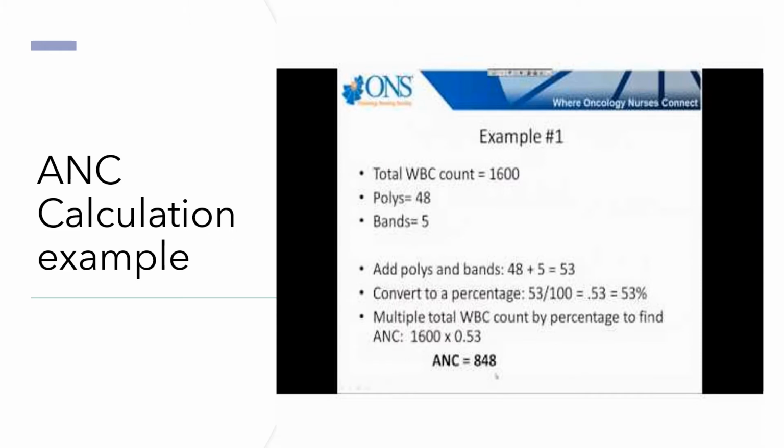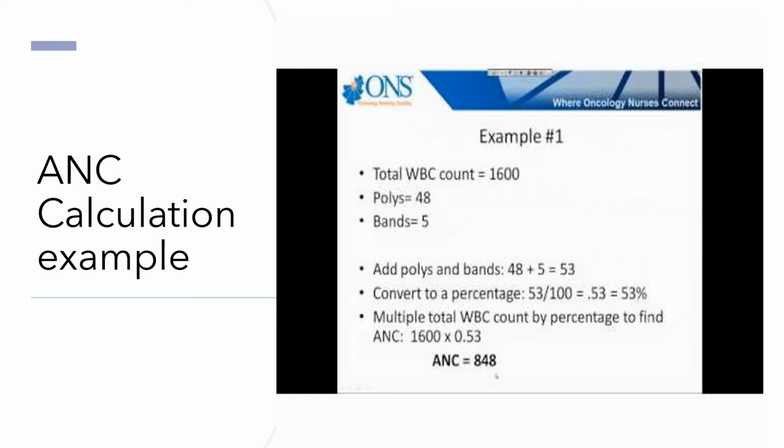Again, ANC is the estimate of the body's ability to fight infection, and it's very useful for nurses to know when assessing risk of infection. ANC is calculated by taking the total white blood cell count. So in this case, you will see the count is 1,600. And then the total number of polys, segs, and bands, which is the neutrophils. So you can see there's 48 polys and there's 5 bands. So when you add that up, it's 53.